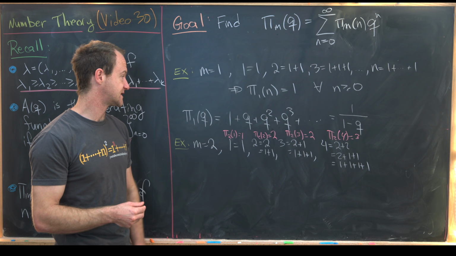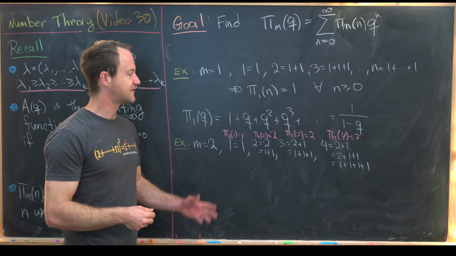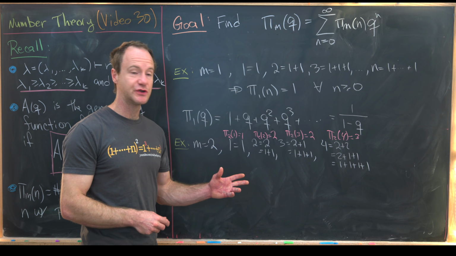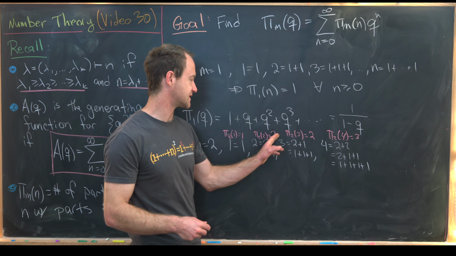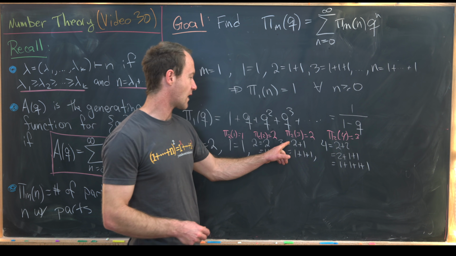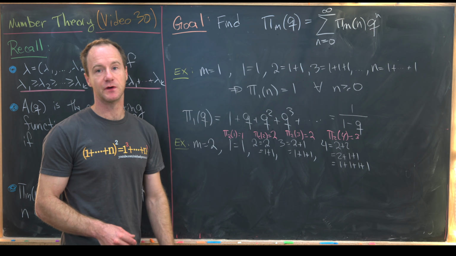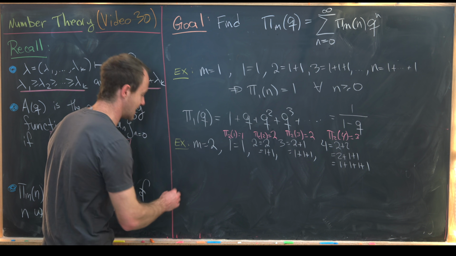Our goal is to find a generating function. So let's find that generating function. And we'll do it, instead of putting these numbers as coefficients, by writing the exponents using each of those partitions. Notice that'll count the same way.